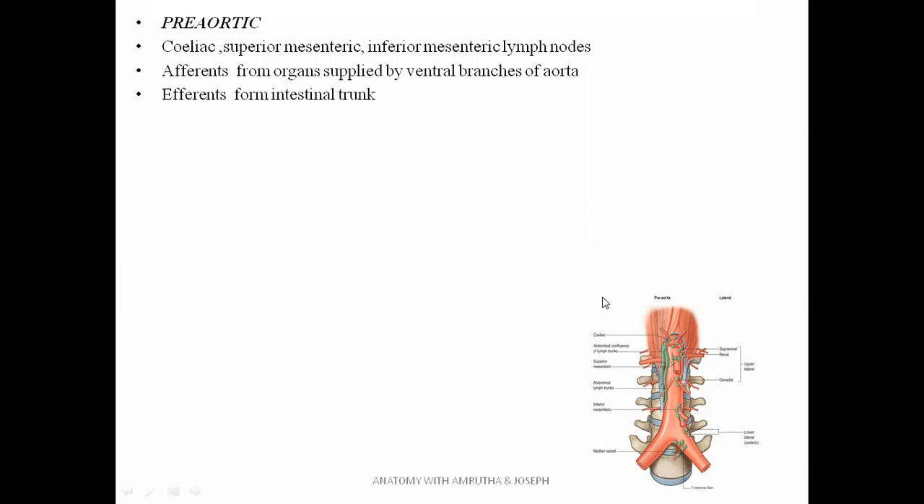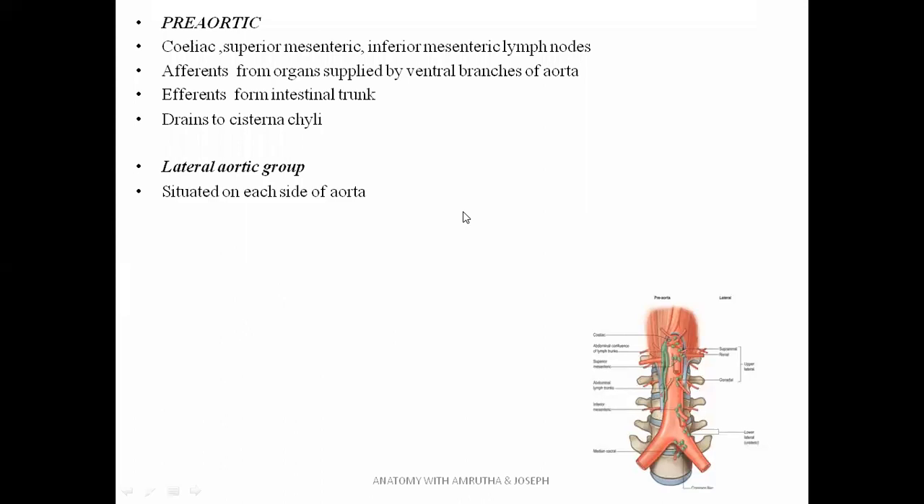Intestinal trunk is the lymphatic channel that is starting from these lymph nodes, and it is connected to the cisterna chyli. In this diagram, you cannot see this trunk, but let's imagine that there is an intestinal trunk originating from this lymph node draining into the cisterna chyli.